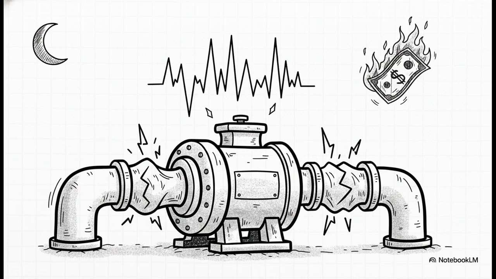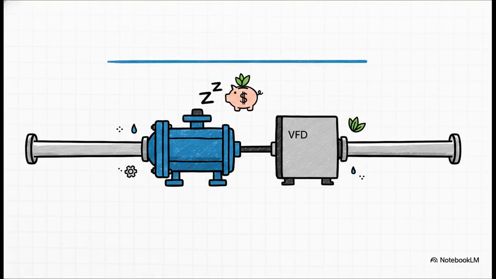This creates massive pressure fluctuations, incredible mechanical wear and tear, and it burns through an absurd amount of electricity during those night shifts when demand is virtually zero. It's a nightmare. Enter the ATV320. By retrofitting the system with a drive, the internal PID completely eliminates those pressure spikes. As valves open and close all over the facility, the motor seamlessly speeds up and slows down just enough to hold the pressure line perfectly flat.